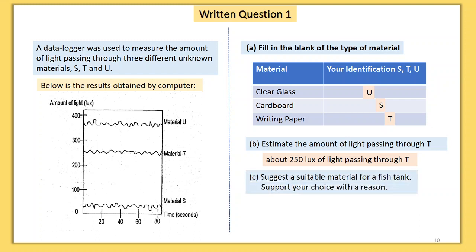C. Suggest a suitable material for a fish tank. Support your choice with a reason. To make a fish tank, we need clear glass, so the answer is U. The reason is that it allows most of the light to pass through. If your reason is that the fishes in the tank can be seen, you may not get marks. Unless you add that the fishes in the tank can be seen because light can pass through, then you will get marks, because this topic is on light. You must emphasize light.